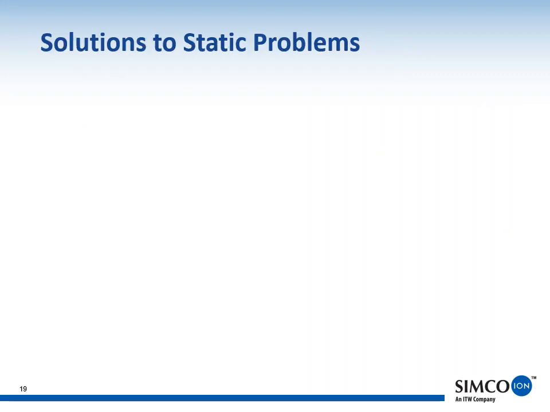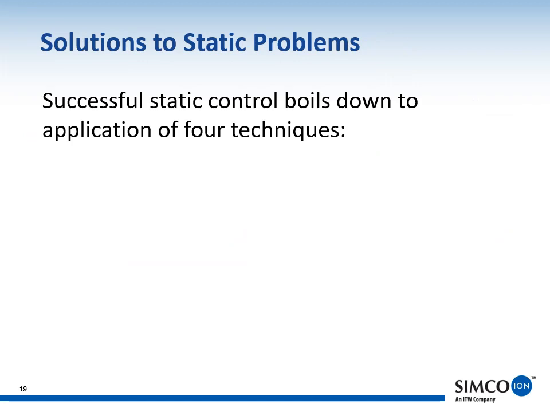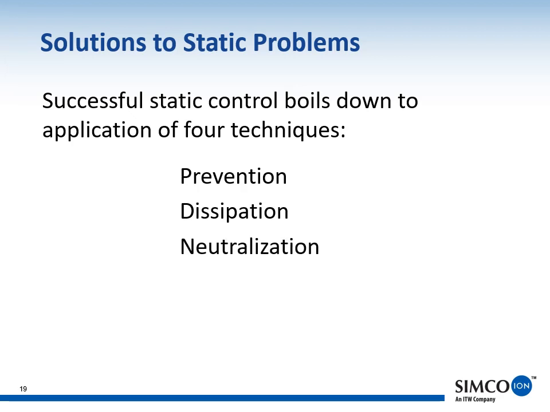So how do we solve the problems that result from static electricity? The good news is that in many cases we can solve the electrostatic discharge problem and the electrostatic attraction problem using the same or similar techniques. Solutions can be boiled down to 4 techniques: prevention, dissipation, neutralization, and shielding. We're going to focus today on dissipation and neutralization.